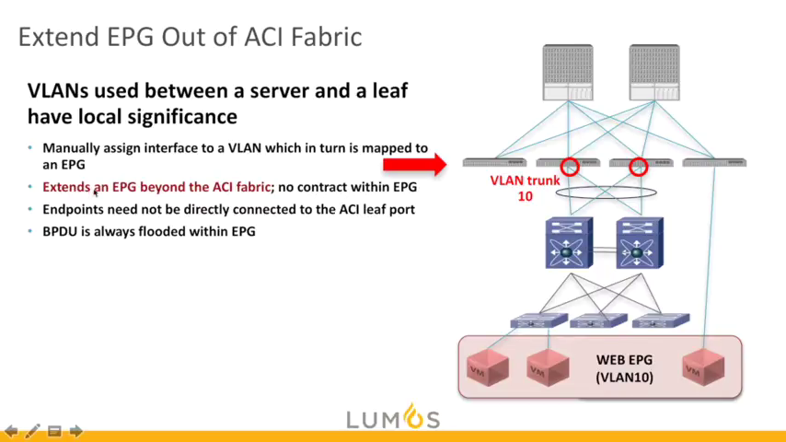So we're extending an EPG beyond the ACI fabric. No contract is needed within the EPG. Endpoints do not need to be directly connected to that ACI leaf. That's the advantage of doing it this way. It's one of the reasons why we would want to do these external EPGs or layer 2 outs, because we have devices that are not directly connected to an ACI leaf port. BPDUs for spanning tree are always flooded within an EPG to help with loop prevention.